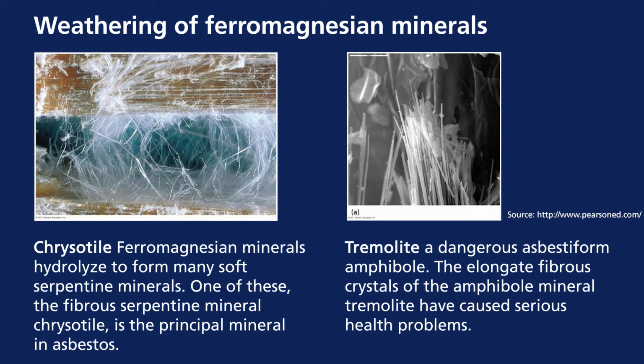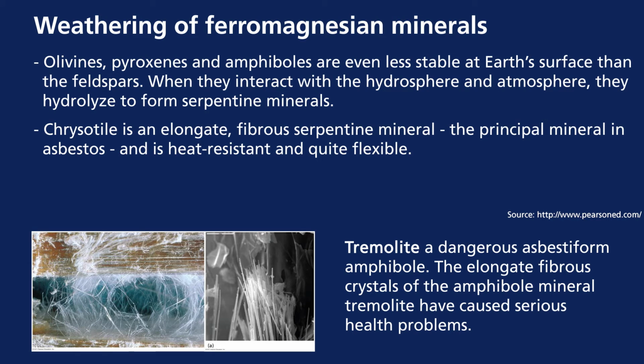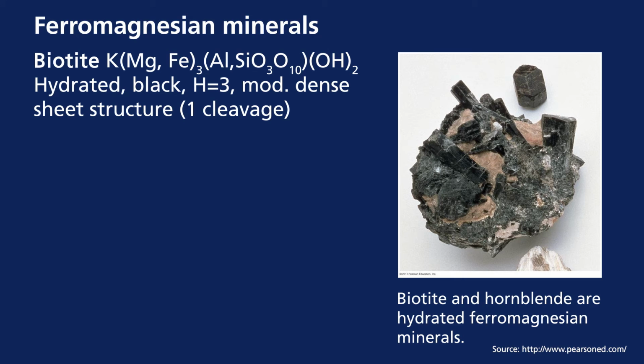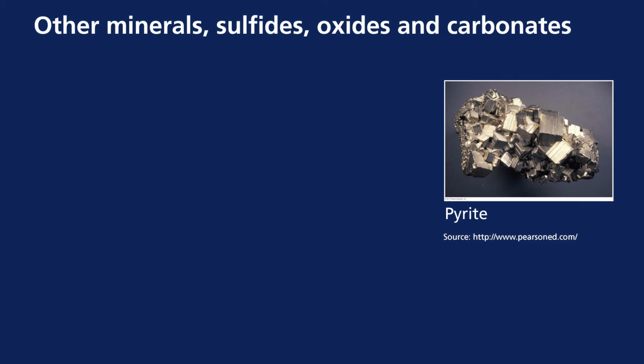Ferromagnesian minerals can be dangerous, as you see on the left as well as on the right. They hydrolyze and form serpentine minerals, and these are elongated fibrous serpentine minerals. That means they're very fibrous. They are the principal mineral in asbestos, and because of their heat-resistant qualities, they're quite flexible. These, again, if they get in your lungs, can cause quite a lot of damage. Ferromagnesian minerals, some more, include biotite, hornblende, and we'll go further on into sulfides, oxides, and carbonates.